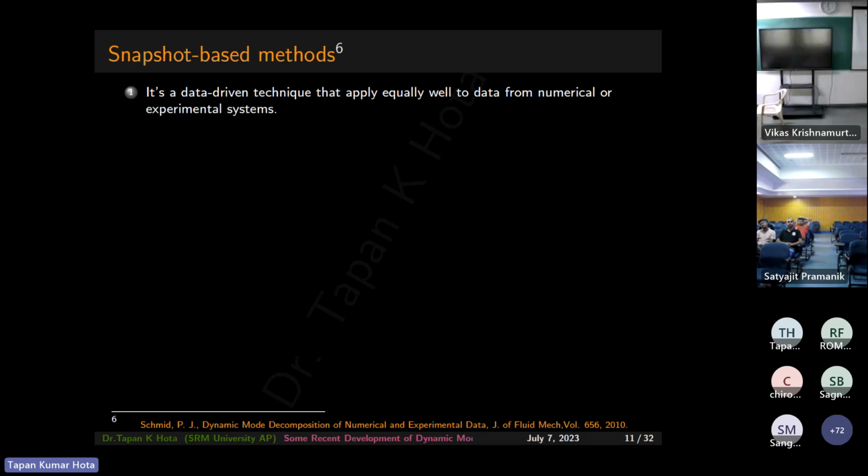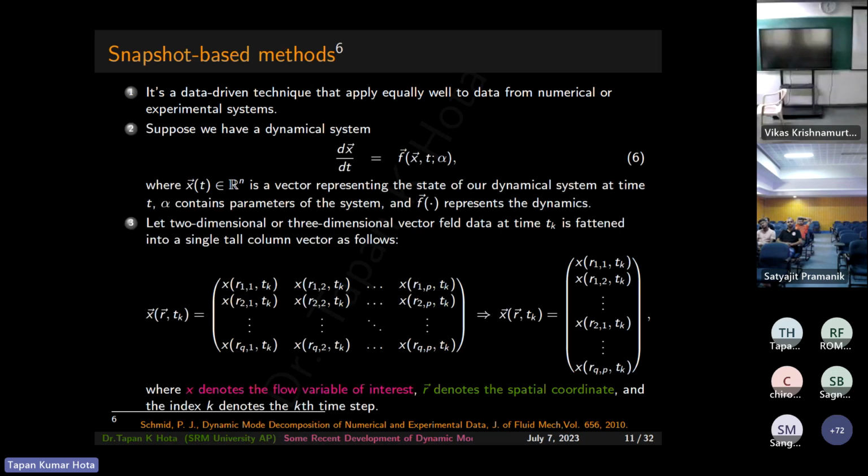You have the data, either from numerical simulations, nonlinear simulations, or from experiments. For an abstract notion, suppose you have this dynamical system, dx/dt = f(x, t, alpha), where f represents your dynamics, x is an R^n vector, the state of our dynamical system, and alpha is the system parameter. Let us assume that our fluid flow is in 2 or 3 dimensions. The x vector for each time will be a column vector, for each time t_k.